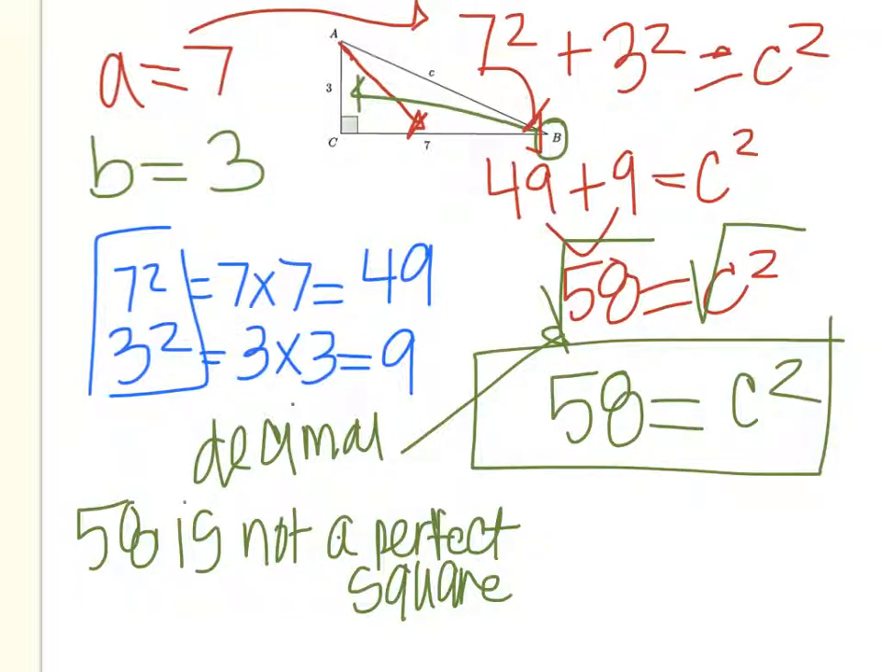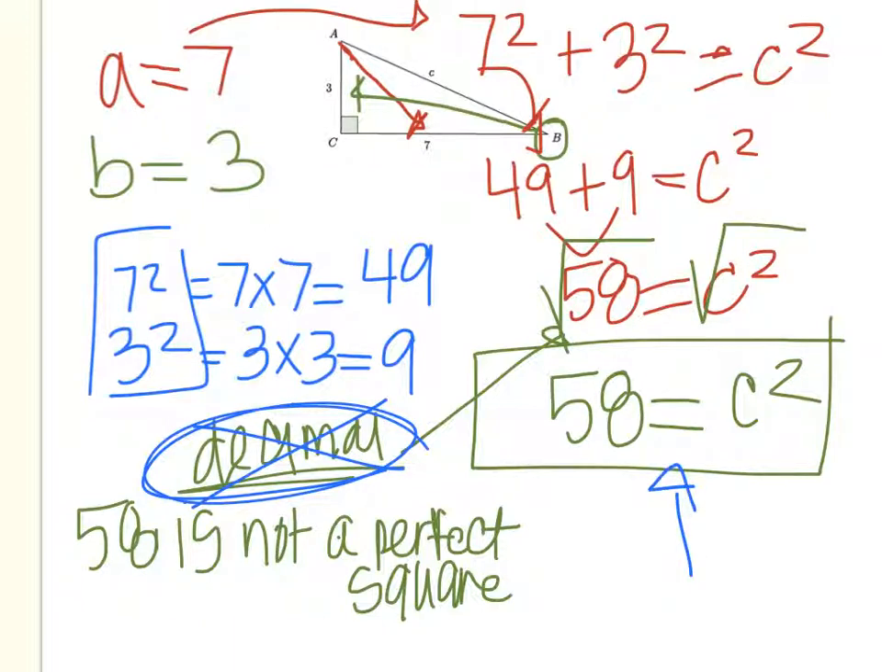That's how I want you to leave your answer for today. I do not want you to give me the decimal version. I want you to leave it today as c squared equals 58. Next week, we're going to worry about putting it in a simpler form.